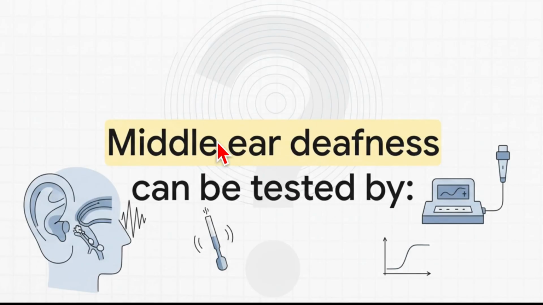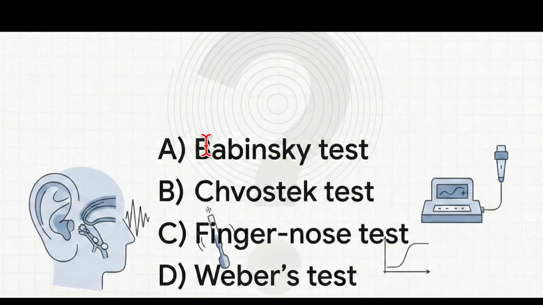So we'll understand the different types. These are the options: Babinski's test, Shostak's test, finger nose test, and Weber's test. This is a very clear example of a question where, if you know the other options, you can easily arrive at an answer, even if you don't know exactly what the question is asking about.